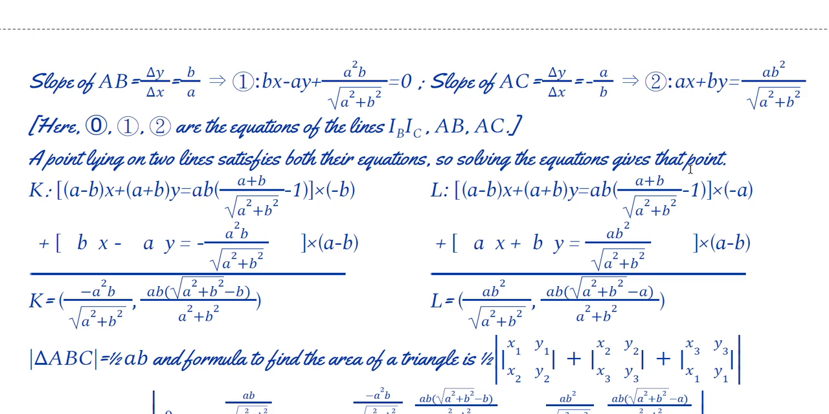And then we apply the same thing to L. As you can see here, we take AX plus BY, which is the equation of AC, and AC intersects with IBIC at the point L, so we get the point L by solving these two equations. So I just multiply them by suitable coefficients, and then I add the equations so that the x terms cancel out, and then I get the value of y. That's basically what I did here also.